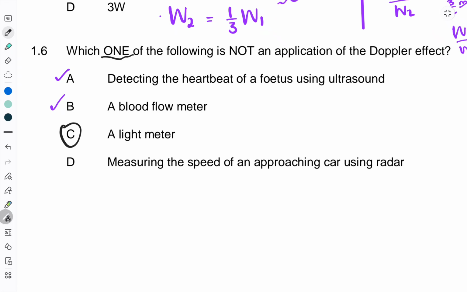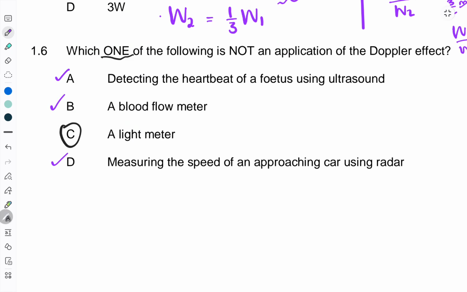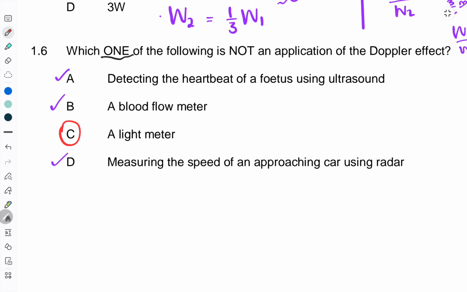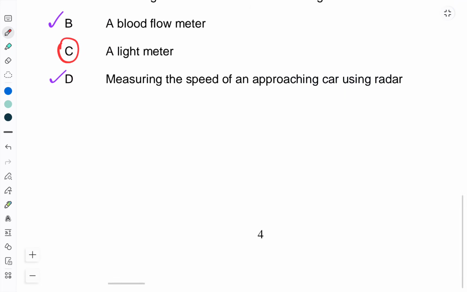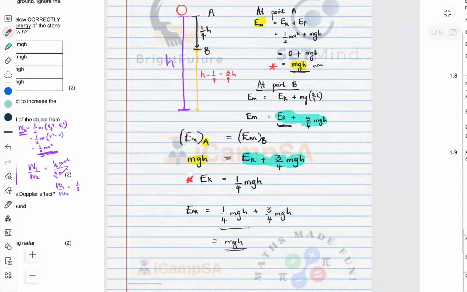Since they said which one, I ultimately know that this has to be wrong, but let's read the last option anyway. Measuring the speed of an approaching car using a radar. Yes, that's true. Even the speed cameras that you see on the road use the principle of the Doppler effect. Okay, so that's what happens. Okay, so let's go to 1.7 now.